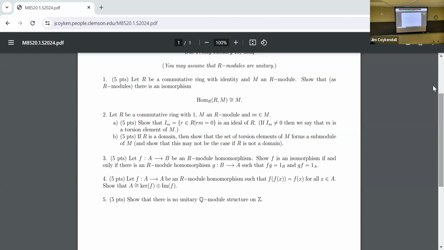And finally, I think this is pretty easy once you figure it out, but it's worthwhile to think about for a minute. Show that there is no unitary Q module structure on Z. Q is a Z module, but Z is not a Q module. There is no unitary Q module structure on Z. So see if you can figure out how. Okay, any questions?